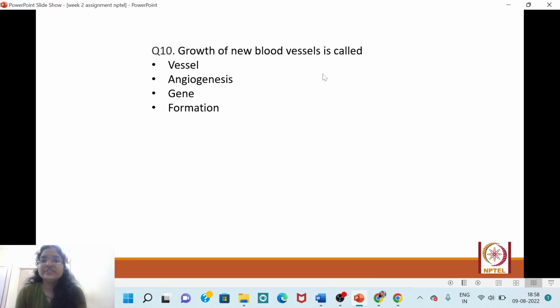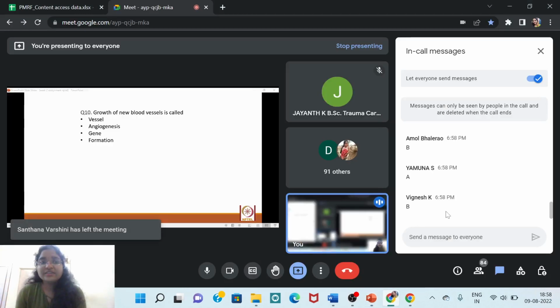Growth of new blood vessels is called vessel, angiogenesis, gene, and formation. This is again a very simple question. Even you can answer this with your common sense, even if you don't have the knowledge, right?